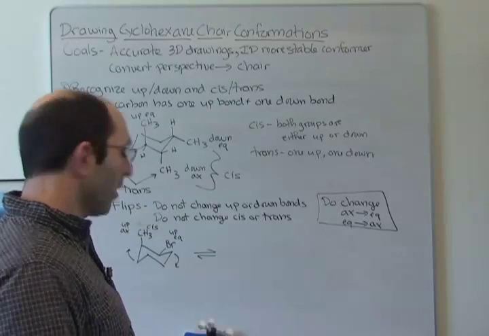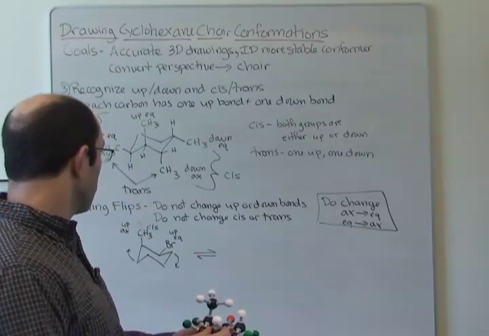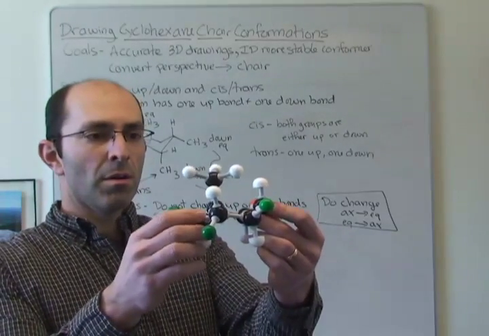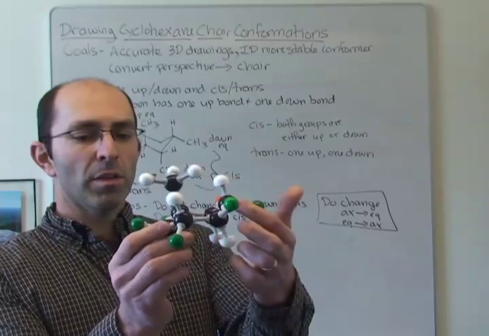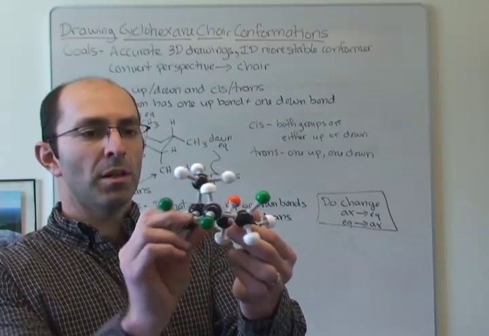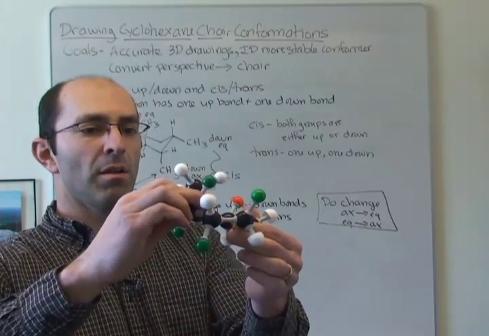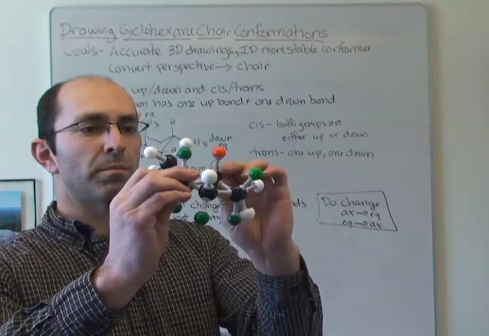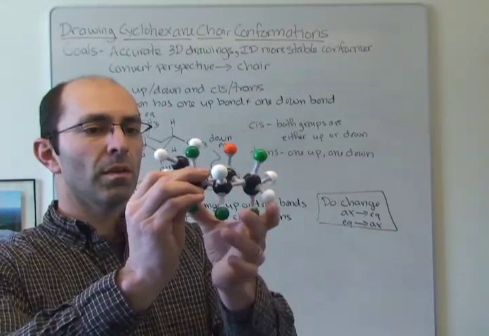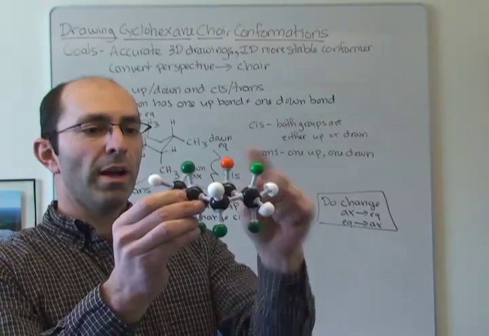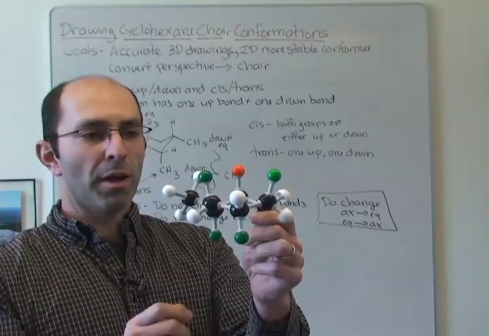So if we hold it like this, we're going to take this carbon here and move it down, and then the carbon opposite it and push it up. And if that works, we'll see how we do. We're going to get, straighten it out, the bromine has now gone axial and the methyl group has gone equatorial.